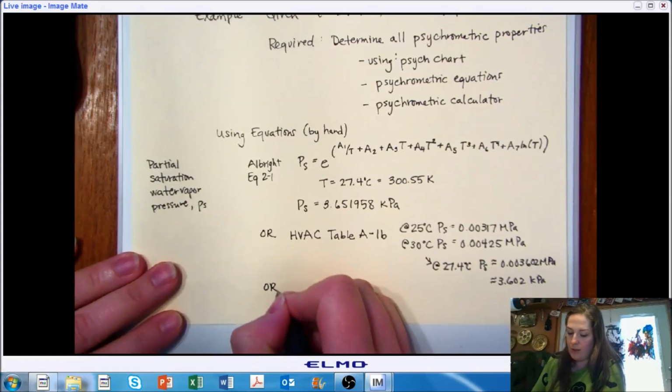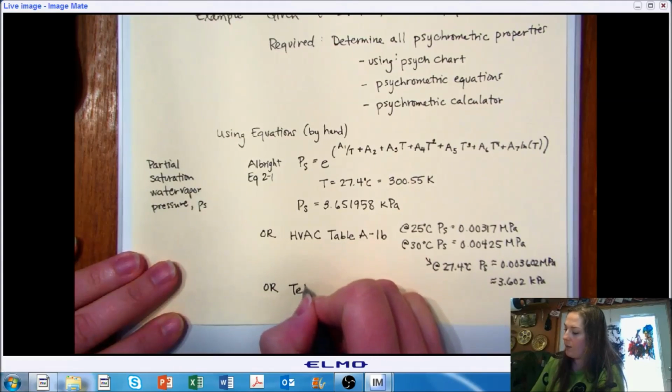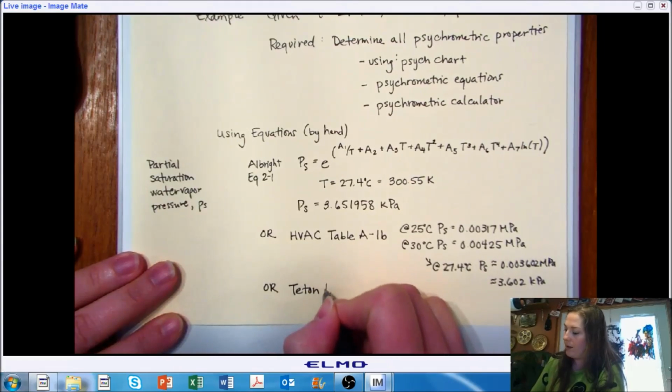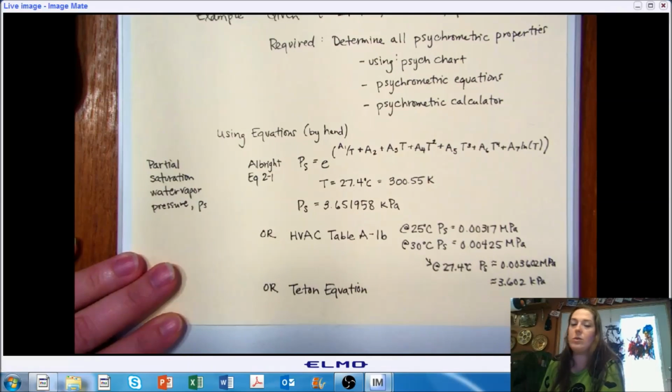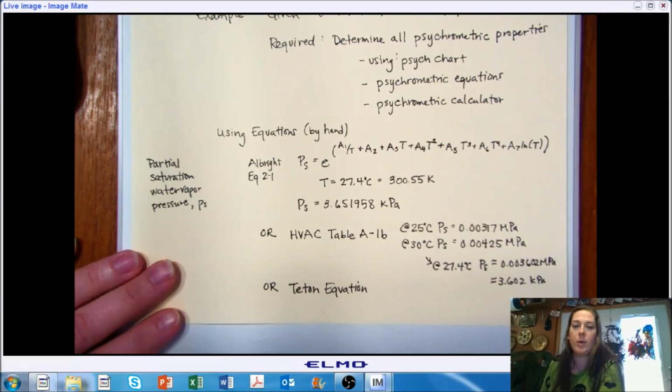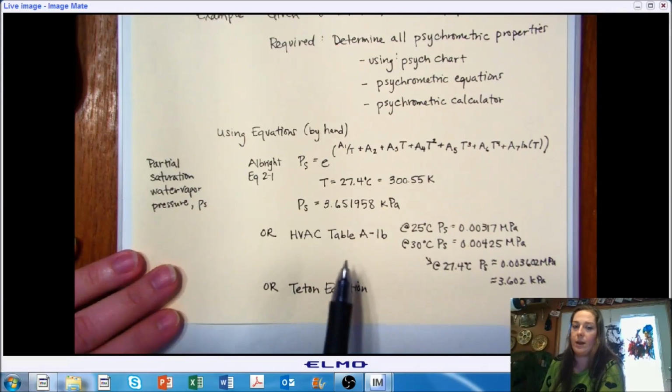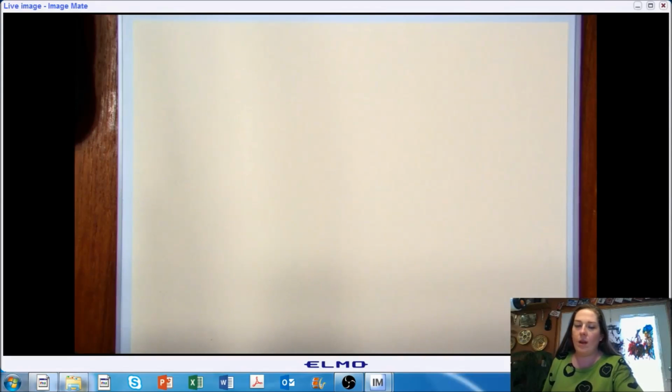There also is another equation that we might use. We're not going to talk about it in this lecture, but you should be aware of it, and you might want to employ it as you make your own psychrometric calculator. It's called the Teton equation. Okay, so we have our saturation vapor pressure, and now we need to get our water vapor partial pressure.